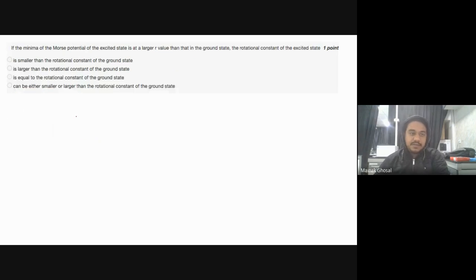Okay, so if the minimum of the Morse potential of the excited state is at a larger R than the ground state, the rotational constant of the excited state will be what? So, larger R means R equilibrium in the excited state is greater than R equilibrium in the ground state. This is the question that is asked here. In the excited state, the R equilibrium is slightly higher, a larger R than the ground state. So, what should be the change in the rotational constant?